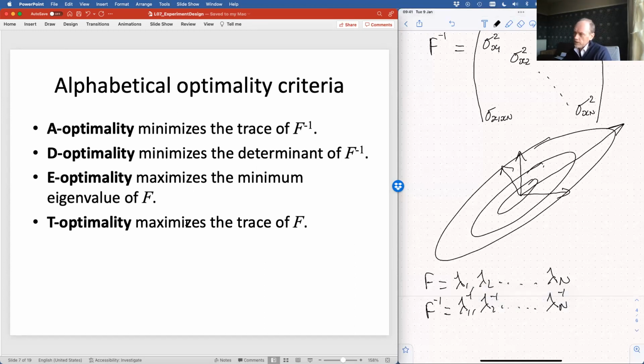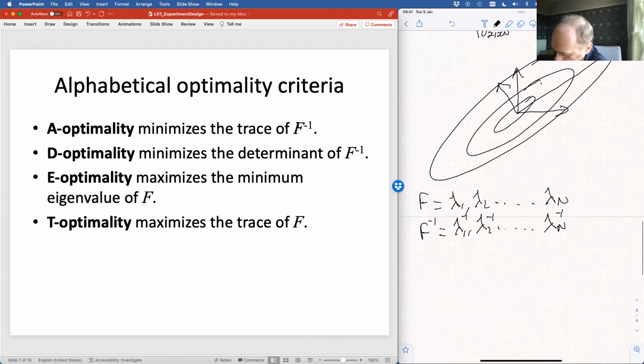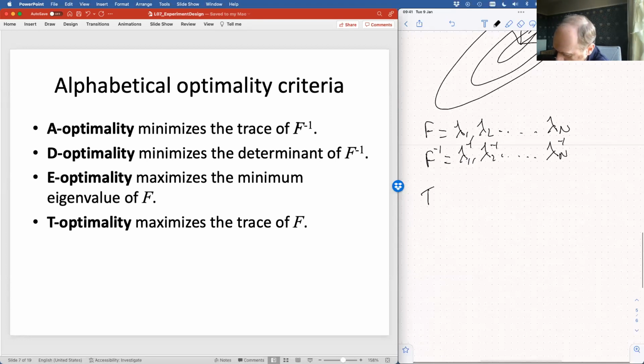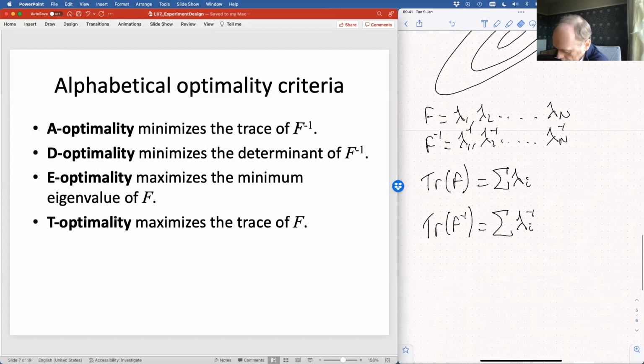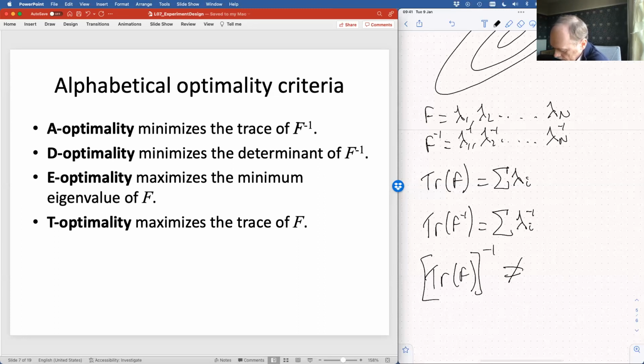The last one here is interesting. T optimality maximizes the trace of F. Is maximizing the trace of F the same thing as minimizing the trace of the inverse of F? Well, I don't think so, because the trace of F is the sum of those lambdas, whereas the trace of the inverse of F is the sum of the inverse lambdas. And it's not true to say that the inverse of the trace is the same as the trace of the inverse.